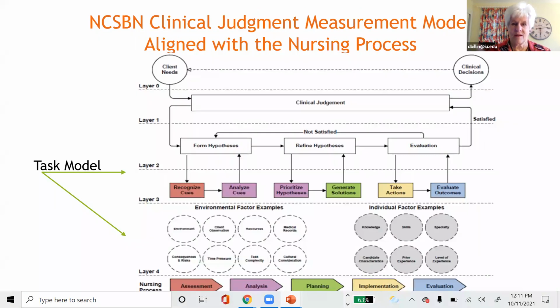And I'm going to talk just a little bit more here about the National Council's model. Here you can see that the key steps are layers 2 and 3, the steps. You have seen this model too, I'm sure, many times. And you see down there, layer 3, the environmental factors, and we're going to talk about those, the individual factors too. But then you'll see there at the bottom how the nursing process is aligned here, and you've got the color codes to note that. So I just bring that to your attention again.